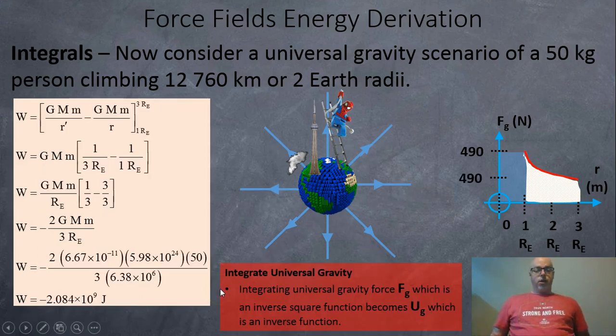Okay. So we plug in the values. Remember, we have a constant of GMm, so we can set them to the side. We're going to finish off at 1 over 3 Earth radii, subtract 1 over 1 Earth radii, or 3/3. 1/3 subtract 3/3 is 2/3. And so we're going to get a work of 2.04 times 10 to the 9 joules. Just a little sign error, don't worry about that. Okay, so there you go. When you integrate the force of gravity, you get gravitational energy. That's simple.